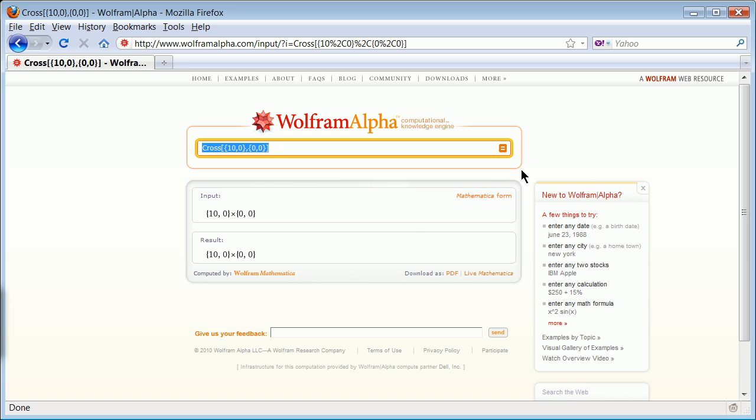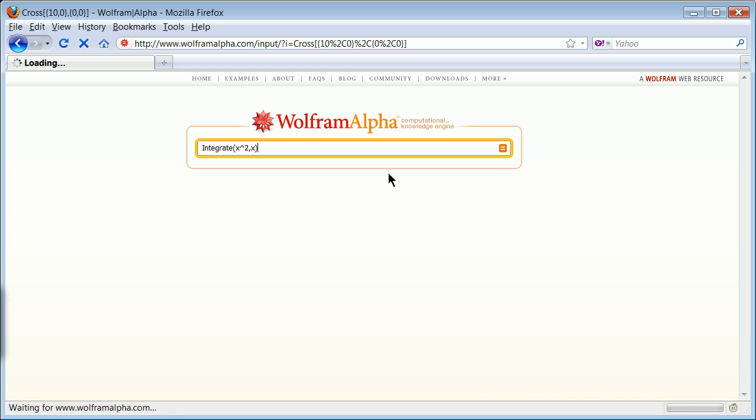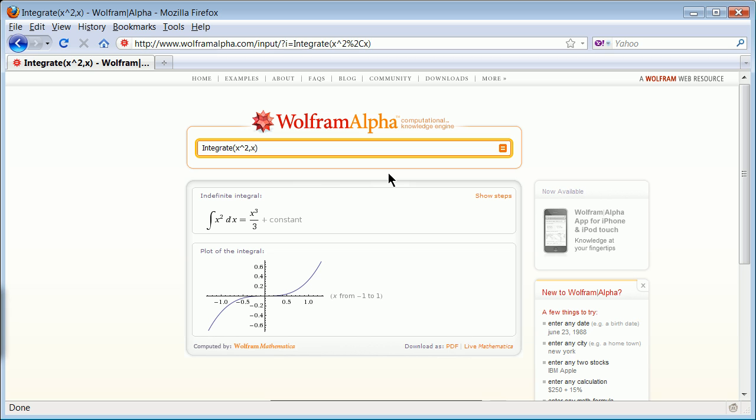Now what I came in to talk about is the fact that it'll actually do integration and differentiation. So I'm going to do integration. Integrate, and this you open with the parentheses, and I'm going to integrate the function x squared with respect to x, and just close it up. And that's going to be something called an indefinite integral.